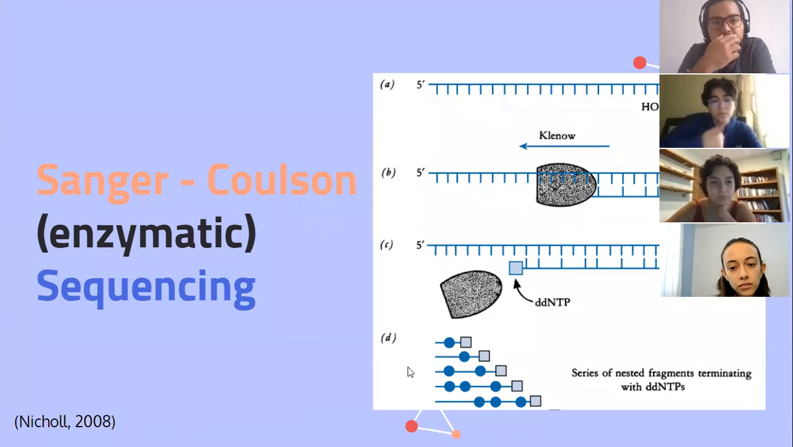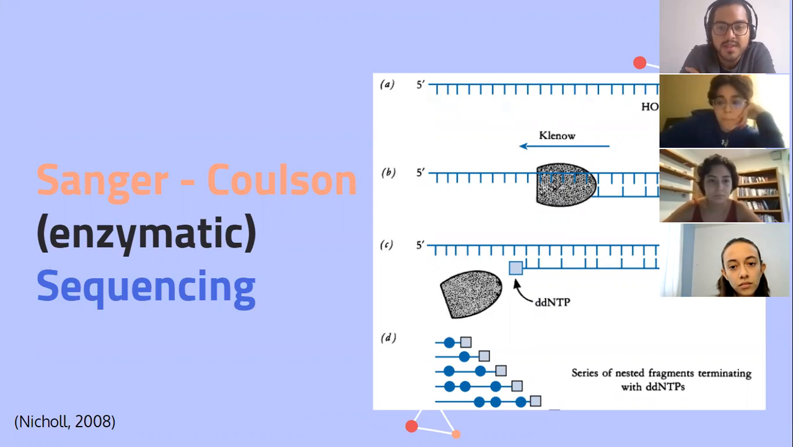On the other hand, in the Sanger-Coulson method of sequencing, a copy of the DNA to be sequenced is made by the Klenow fragment of the DNA polymerase. Firstly, a primer must be provided at the 3' terminus for DNA polymerase to begin synthesizing the copy. Subsequently, a radiolabeled dNTP is added into the DNA. These ddNTPs lack a hydroxyl group at the 3' position of the deoxyribose backbone, impeding the chain elongation from progressing.